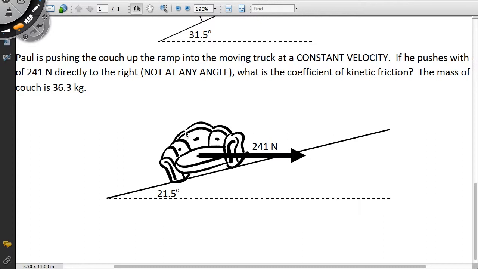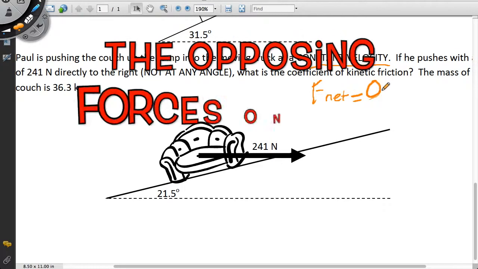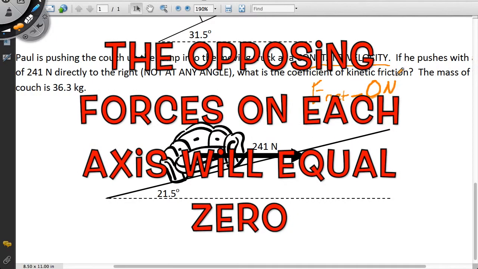So the first thing we should do is read the problem. Paul is pushing the couch up the ramp with a moving truck with a constant velocity. Okay, so constant velocity. This is pretty important to understand because if we have a constant velocity, then it means that our F net, and forgive me, I'm just getting used to a writing pad right now, is going to be equal to 0 newtons.